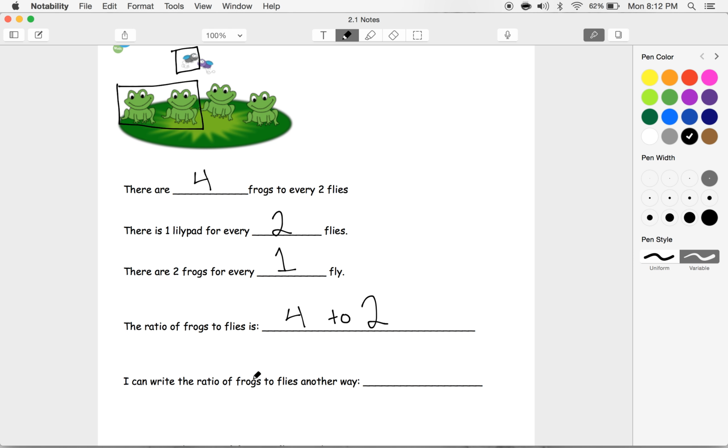Now, I can write the ratio of frogs to flies another way. So we can either scale up or scale down. In this case, I'm going to try scaling up. Maybe I want to take this 4 and I want to go up by multiplying by 2. So then my 4 would become an 8. If I took my 2 and then also multiplied it by 2, I could say it's 8 to 4.